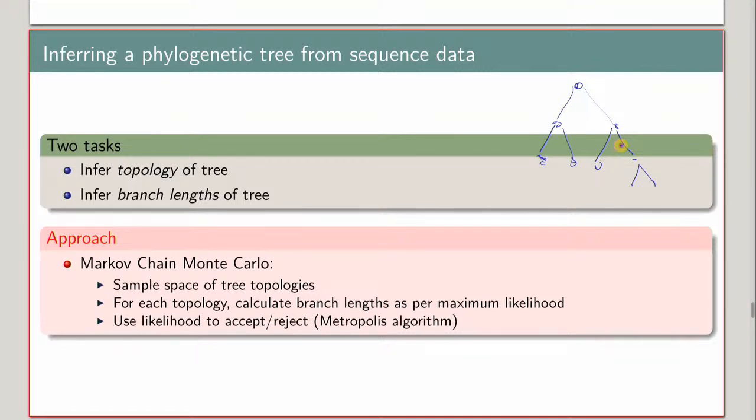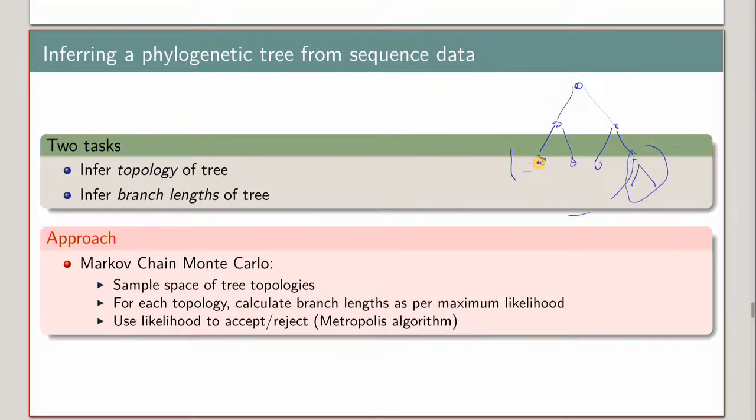And then what you want to do is explore the space of trees. So you've got a tree, you've optimized the branch lengths. What you need to do is change this tree into a different tree using some kind of move. For those of you familiar with simulations in physics, it could be like a spin flip. In this case, it's like taking one subtree like this and moving it somewhere else.